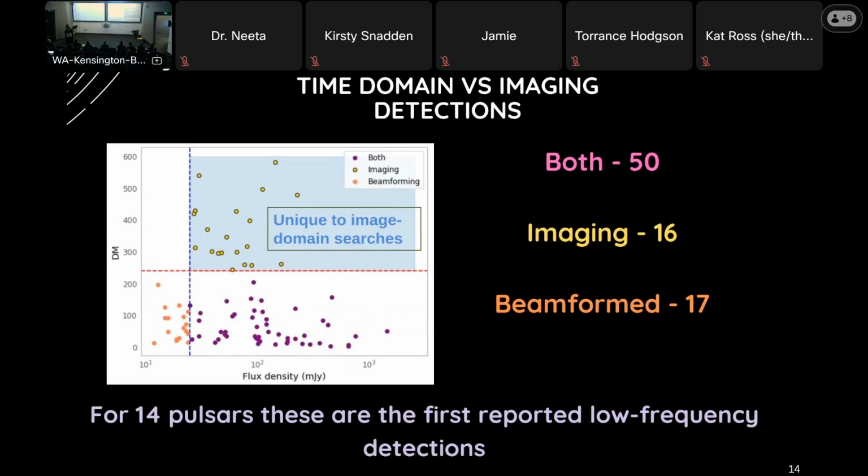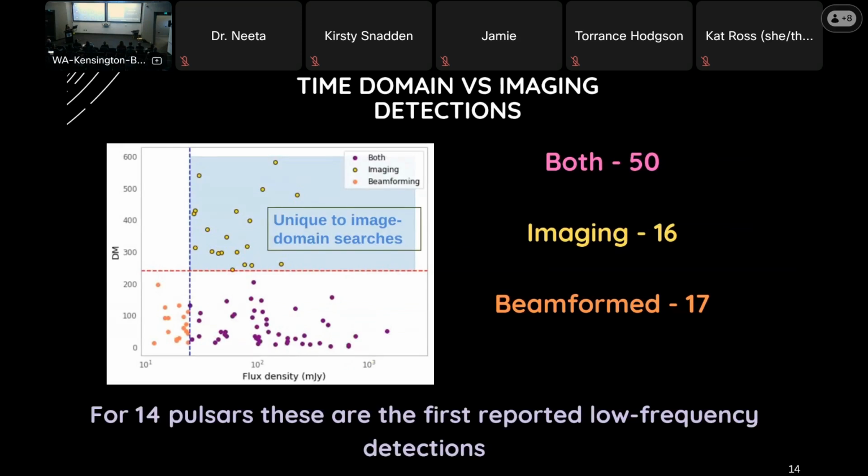So if we project the flux density to a DM plane, we can clearly see that the image-based searches are hitting a portion of that plane which is unique to images only. So there are a lot of pulsars in this survey that are only being detected in image domain searches and not in beamform searches. And in the next few slides, I'll go through a couple of examples.